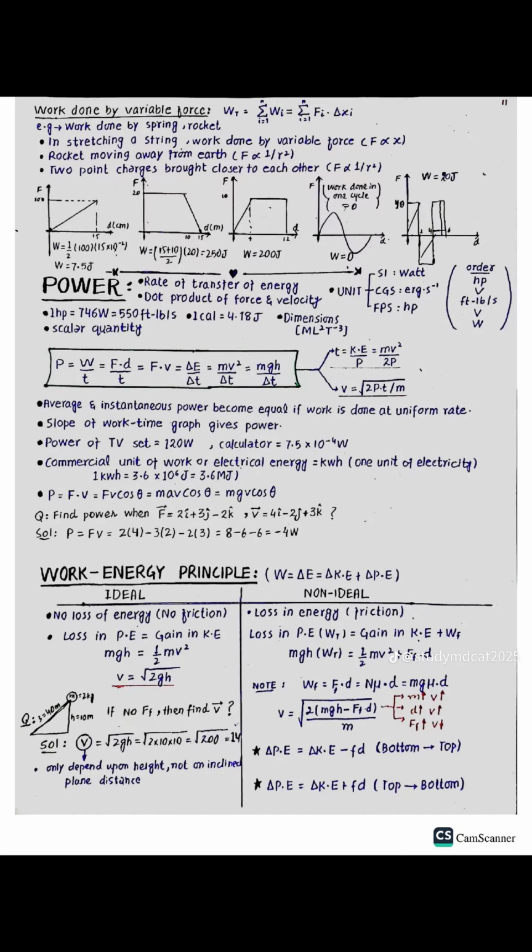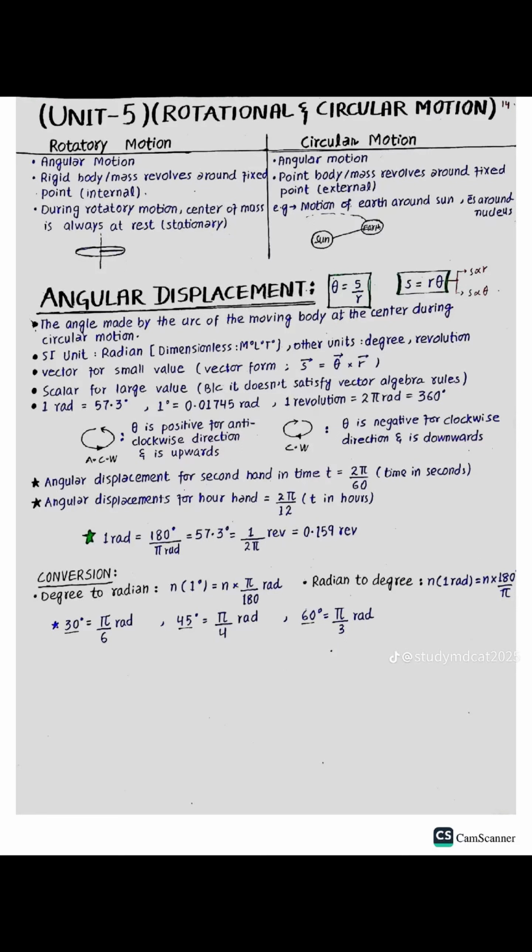Ideal cases are when there is no loss of energy, and you should know that in a real case we have some sort of energy losses. So in the ideal case we say there is no loss of energy, and loss of potential energy equals gain in kinetic energy, meaning conservation of energy. And the non-ideal case is the opposite of the ideal case. After that, we are moving toward Unit 5.